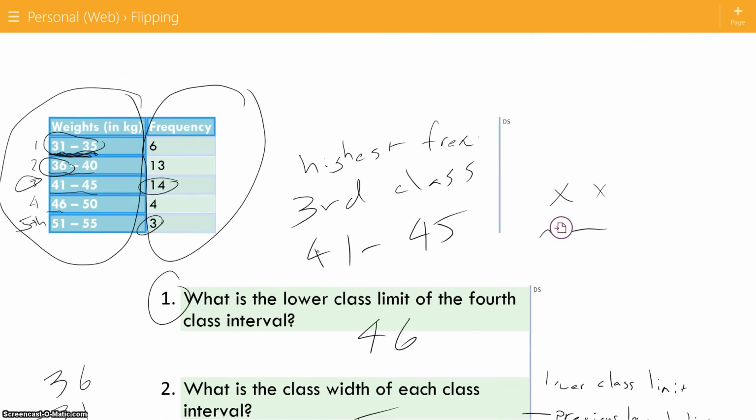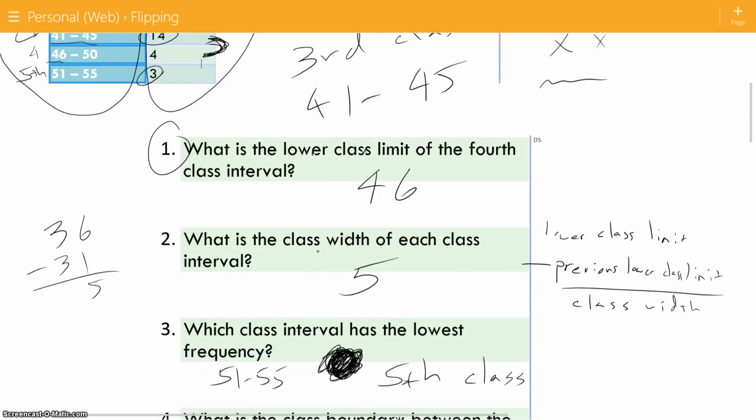Okay, class boundary between the third and fourth. That's between these two. So really the question is asking, where do I stop including data in the third class interval, and when do I start adding it to the fourth? Because you might not always have something that is a nice clean integer that we can cleanly put into one of these spots. Especially if you've got weights. You can have fractions of weights, right? So where is that point that it changes?